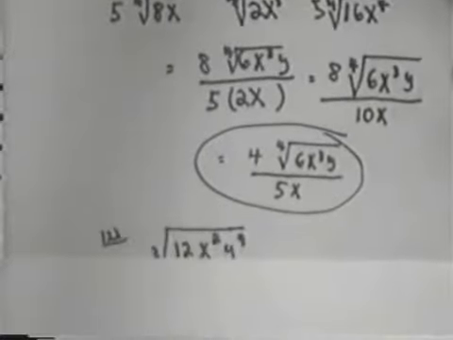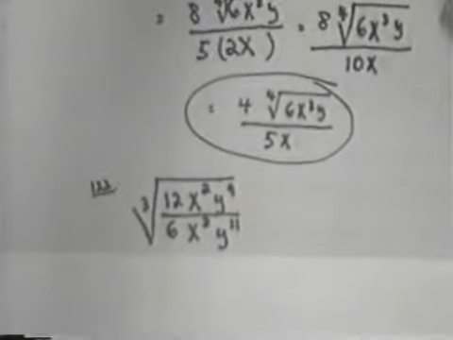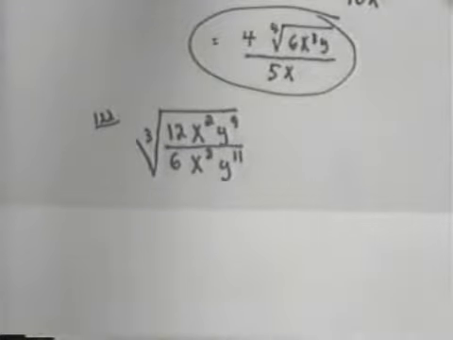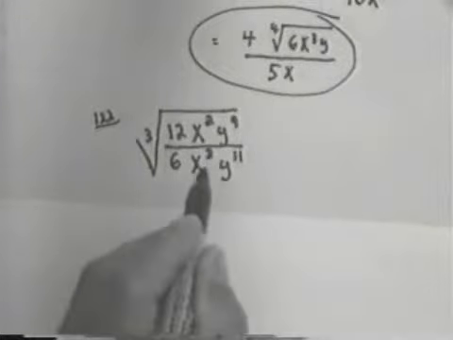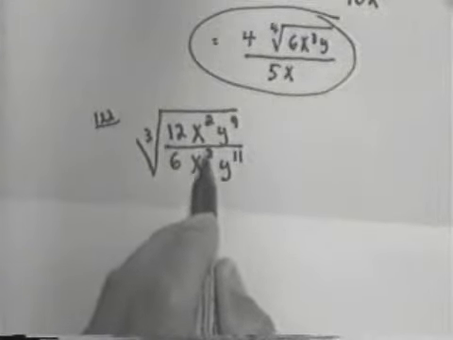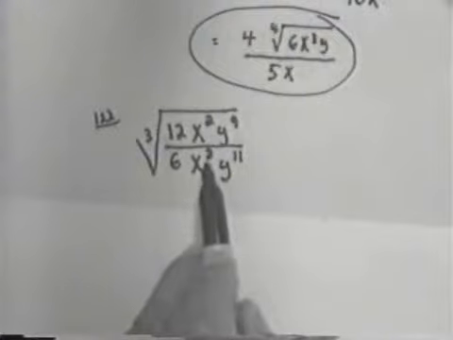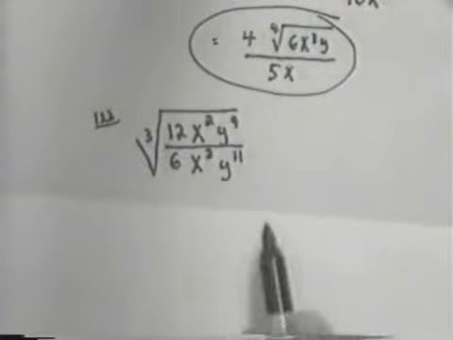Let's look at another example. Let's simplify the cube root of 12x squared y to the 9th divided by 6x cubed y to the 11th. This exponent 3 is hard to see because it's hard to write big enough so that it doesn't blend with the ink, but that's a 3.